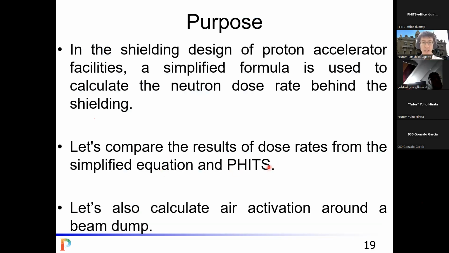Again, we take a similar approach as gamma shielding. And in addition, what happens in accelerator facilities in which neutron flux is not negligible, air activation matters. So in addition to the comparison of a prompt dose rate, we are going to calculate the activation of air around the beam dump, because around the beam dump, activation is the largest.